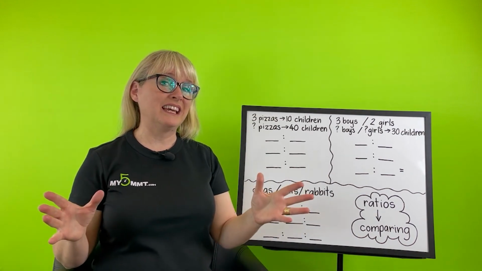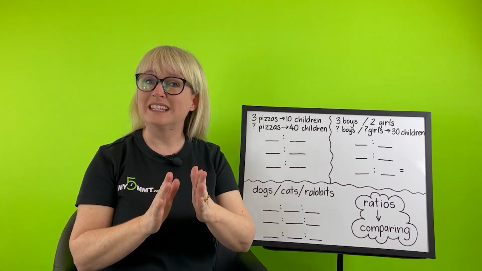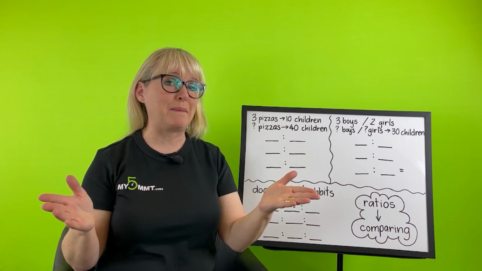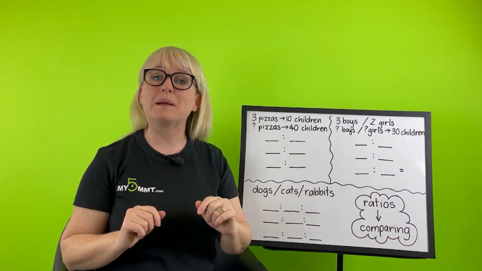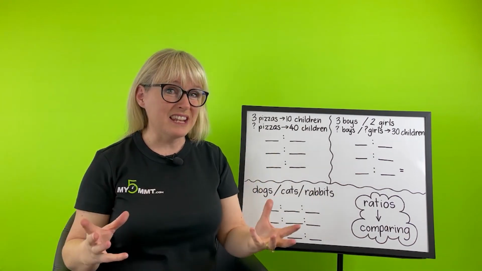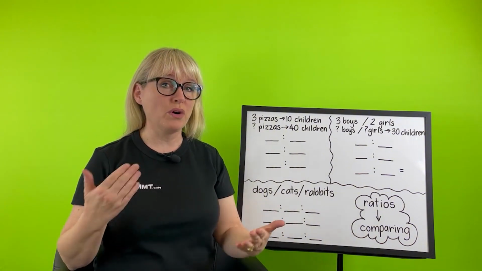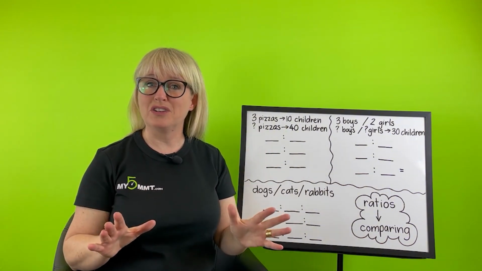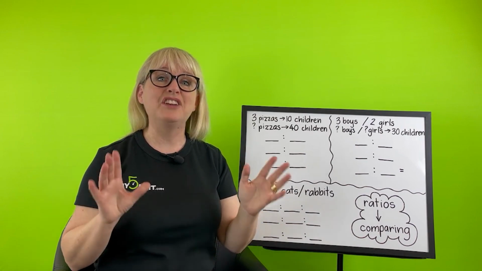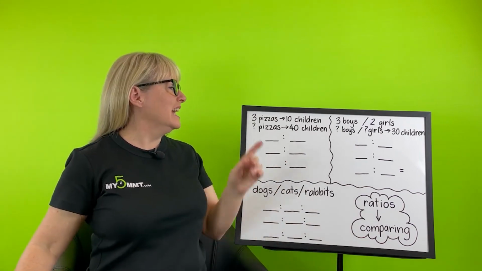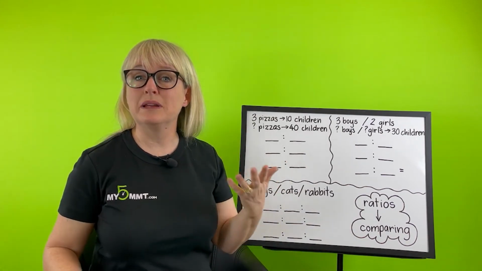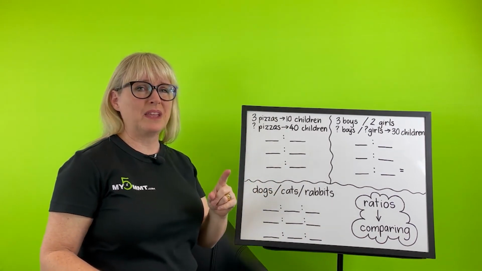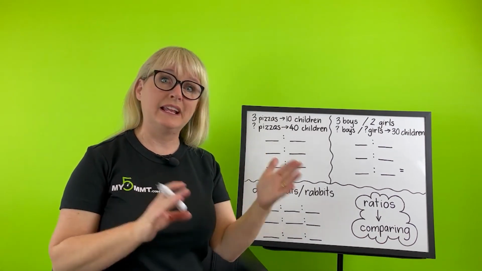Now, when we're looking at this, we're placing a colon in between the two numbers we're comparing. So we're going to grab some symbols, we're going to use numbers, and we're going to talk through and keep everything organized so we can compare and know what we're comparing. In the first question, it says there's 3 pizzas for 10 children. So we're talking about pizzas and children.